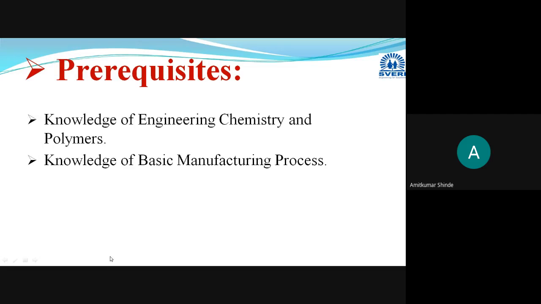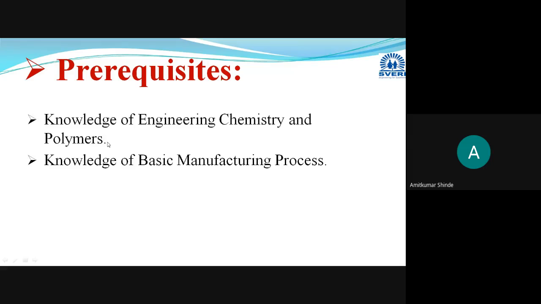For better understanding of this chapter, some prerequisites are required. To understand this chapter in a better way, you should have the basic knowledge related to engineering chemistry and polymers. Polymers is nothing but the introduction to the plastic. Already we have covered that in the first chapter. You should understand the different plastic materials, their classification, what exactly the plastic materials mean, and how these plastic materials are formed. We have covered this in the first chapter, introduction to the plastics.